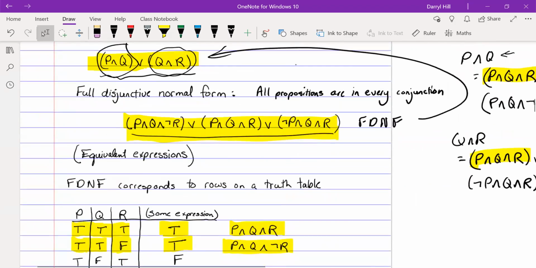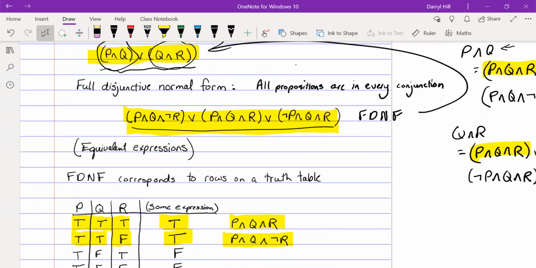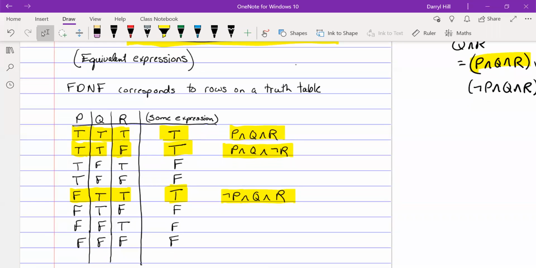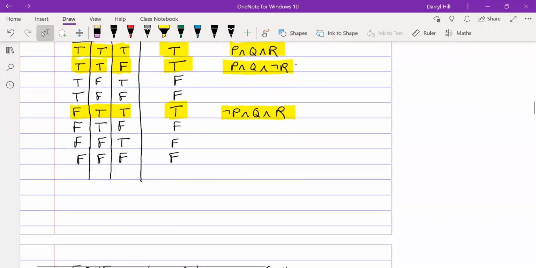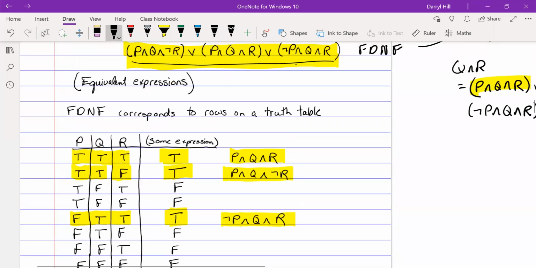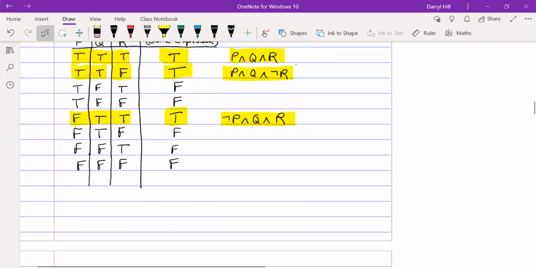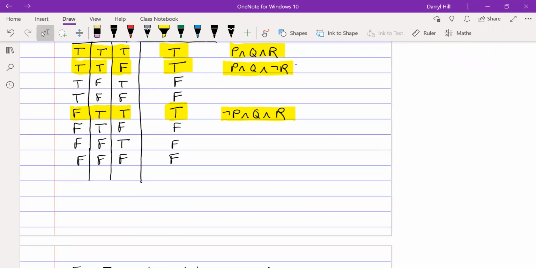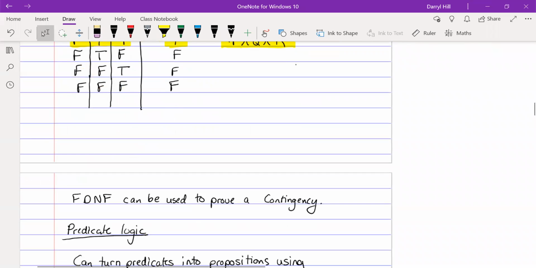Right. So another way, because the full disjunctive normal form corresponds to the truth table, you can use full disjunctive normal form to prove that two expressions are equivalent. So you convert them both into the full disjunctive normal form, and then you see that they're the same. Up to maybe a different order, but since all the disjunctions are commutative, it doesn't matter.